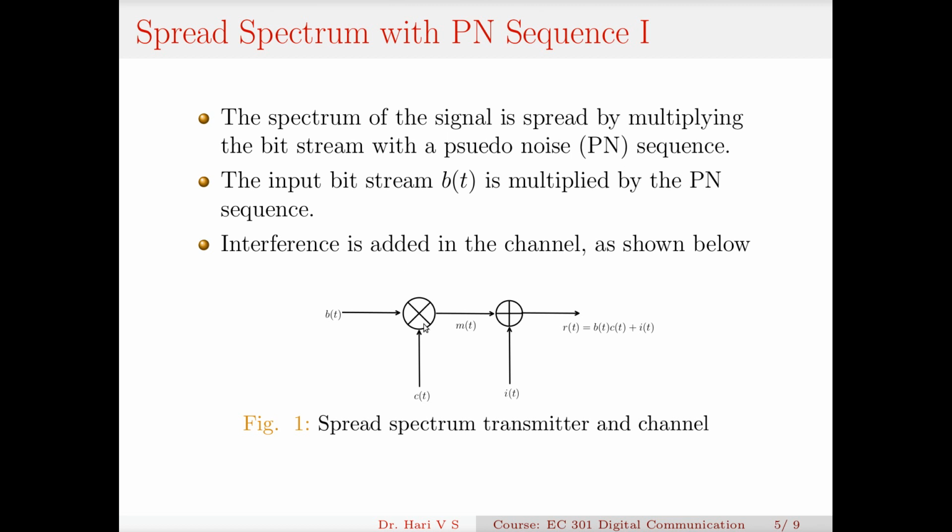Now, if you look into this, this is my b(t) bit stream coming in. I multiply by a PN sequence. This is a pseudo noise sequence, say c(t). I call it a chip signal, c(t).